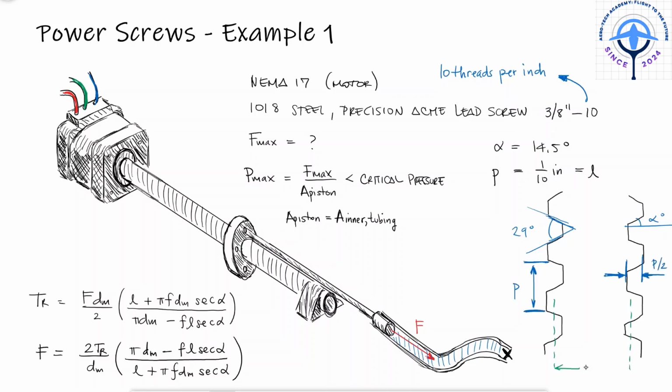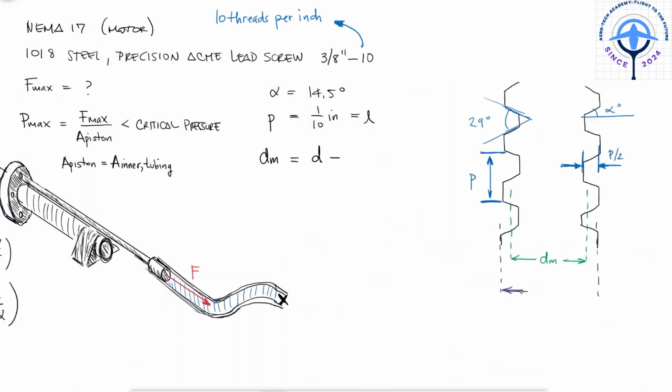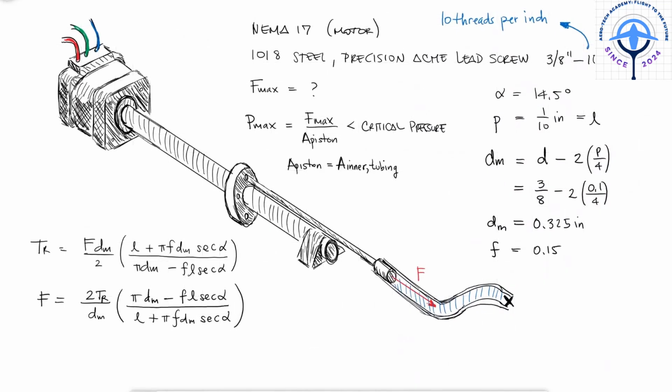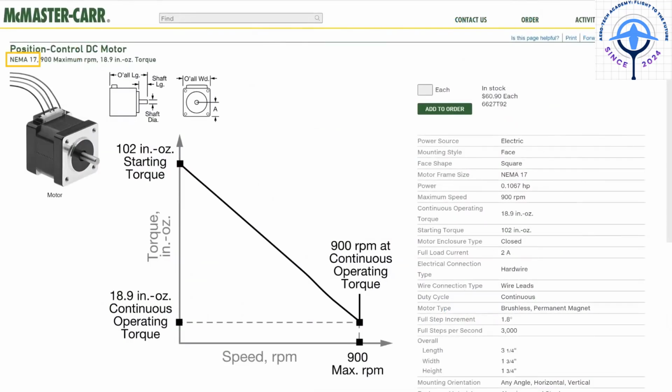which means that the mean diameter is equal to the nominal diameter minus 2 times 1/4 of the pitch, 1 on each side. The friction coefficient between lubricated steels can be assumed to be 0.15, and the maximum torque that goes into the screw will be determined by the stepper motor.